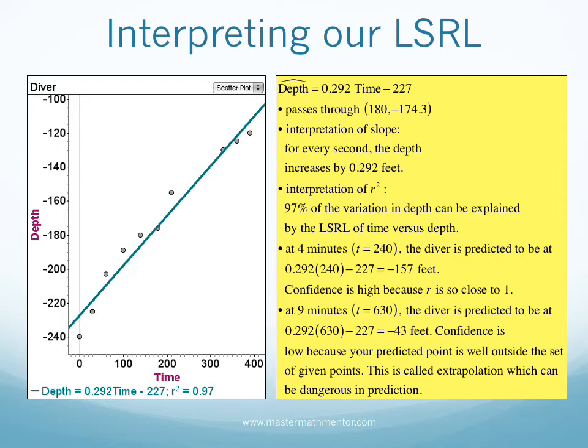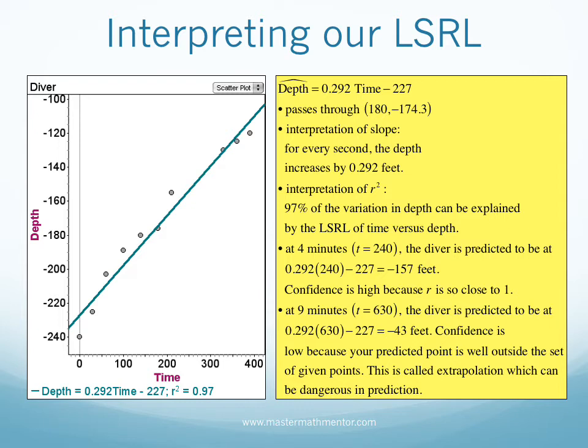At t equals 4 minutes, we predict the diver will be at 157 feet. Since the value of t equals 240 is within the set of given data points and r is close to 1, we are very comfortable making this prediction. However, at 9 minutes, we predict that the diver will be at depth 43 feet, but our confidence in this prediction is low because the value of t equals 630 is far outside the set of data points.